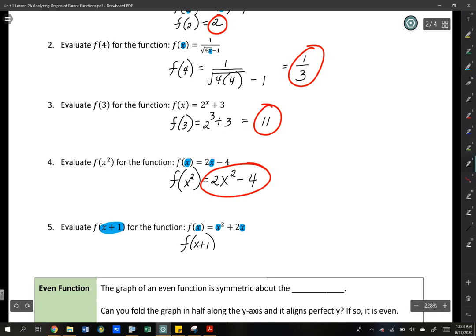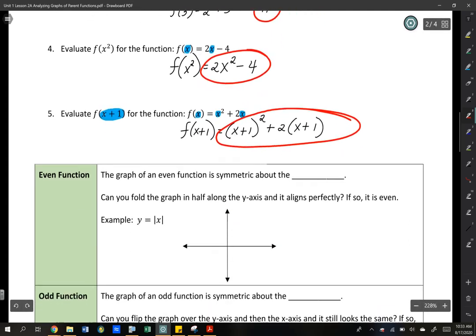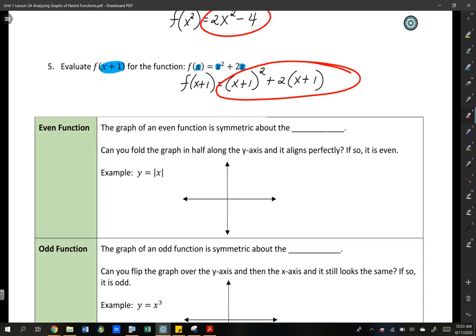F of x plus 1. We're replacing x with x plus 1. We've got 2 x's in this function, so we've got to replace x again with x plus 1. And then we're all set. If you really want to have some fun, you can multiply that out, but we're going to leave it as is. All right, we're going to talk a little bit now about symmetry.